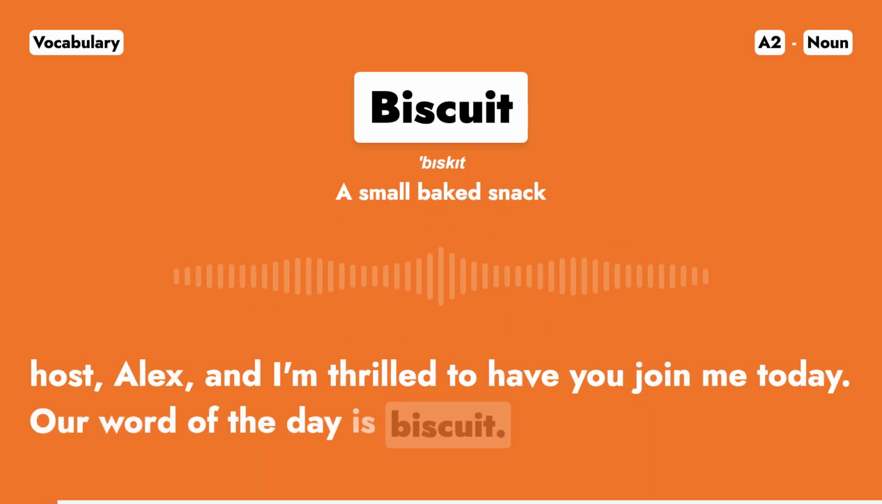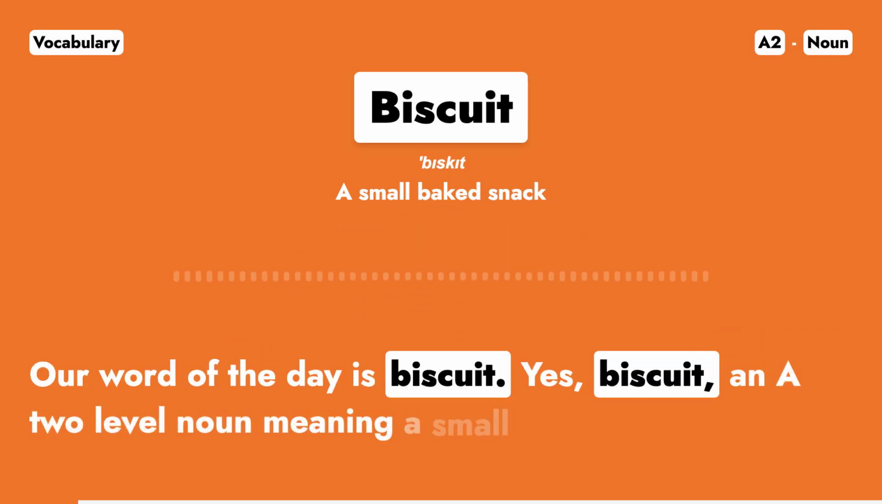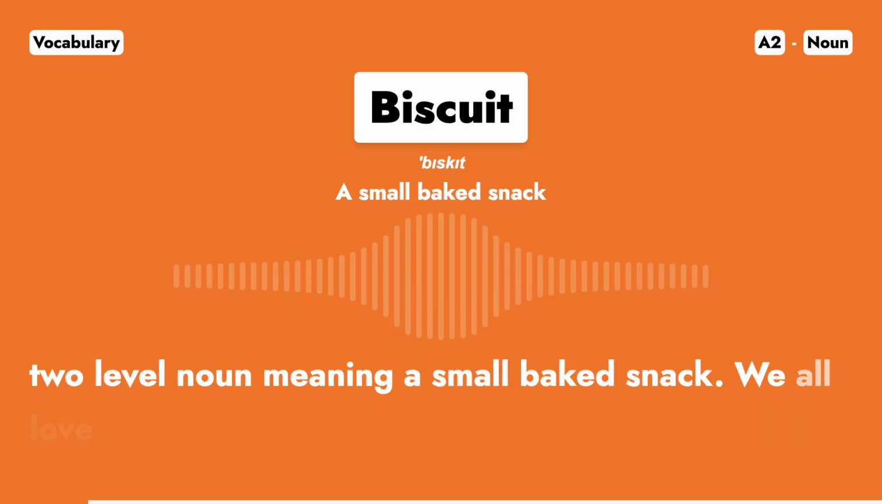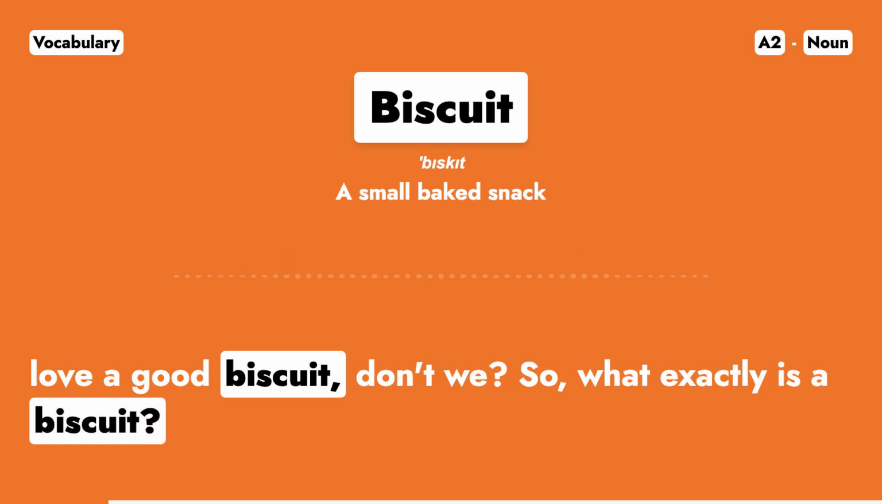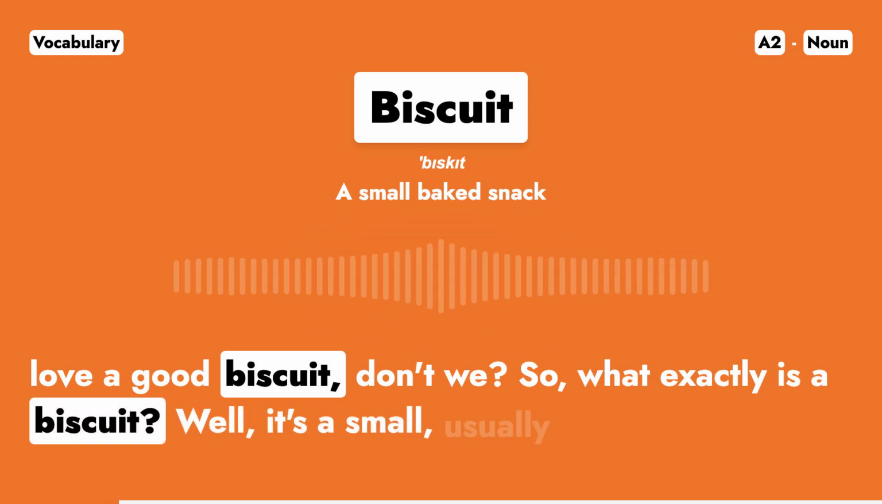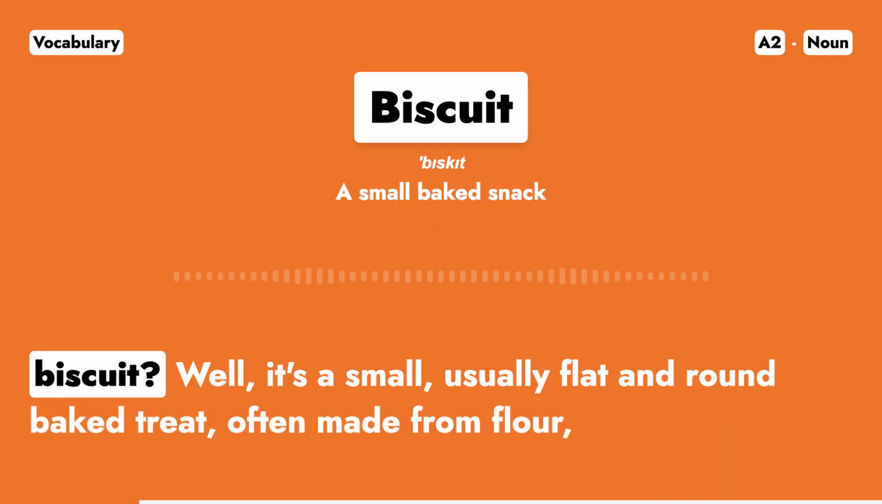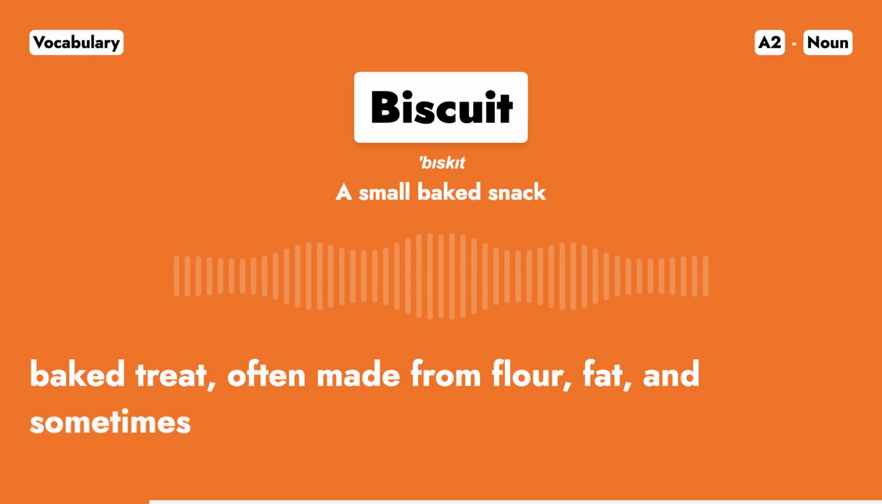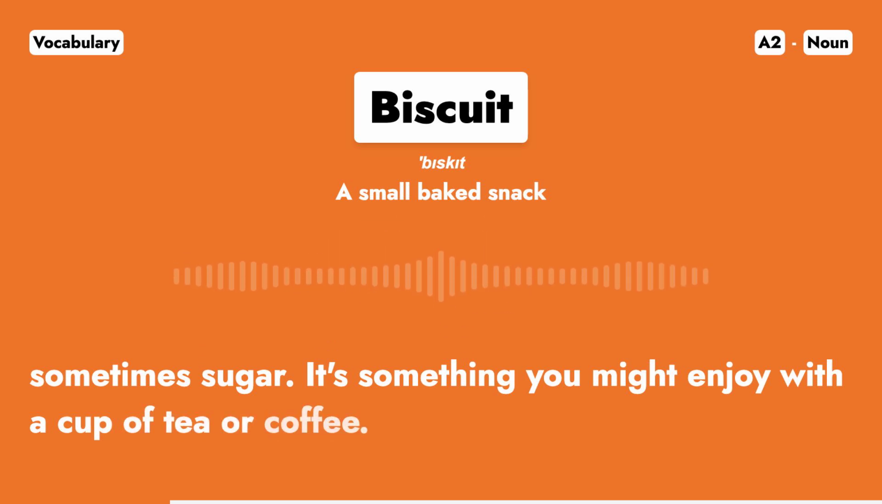Our word of the day is biscuit. Yes, biscuit, an A2 level noun meaning a small baked snack. We all love a good biscuit, don't we? So, what exactly is a biscuit? Well, it's a small, usually flat and round baked treat, often made from flour, fat, and sometimes sugar. It's something you might enjoy with a cup of tea or coffee.